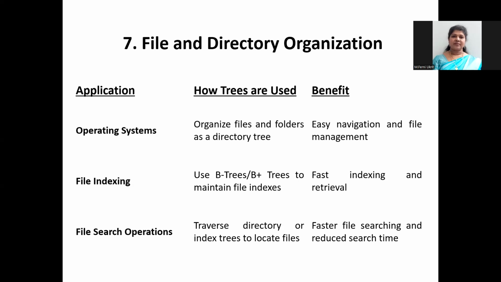Then in file indexing, how trees are used is that large databases and file systems will be using B trees or B plus trees. Okay. So here mainly it is used for fast indexing and retrieval. Then the file search operation. So normally when everything is arranged properly, it is easier for us to search for a particular file because it is arranged in order, directory-wise. Okay. So there will be some kind of index where you can also search the file and reduce the time.